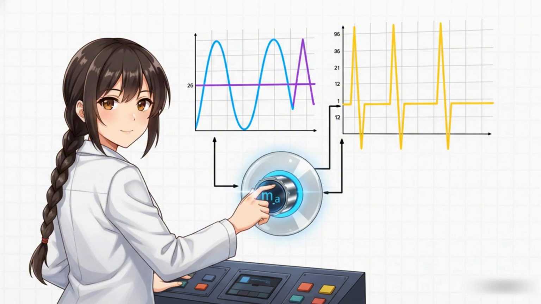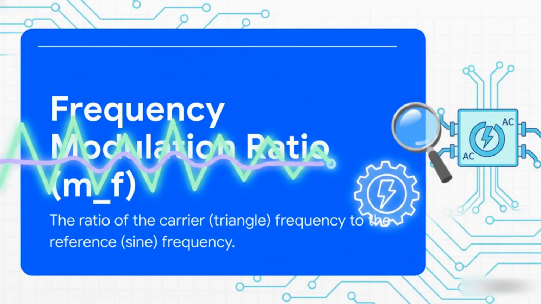In fact, it's a perfectly linear relationship. The output voltage is just M sub A multiplied by our input DC voltage. It gives us precise, predictable control. Okay, so that's the volume control.